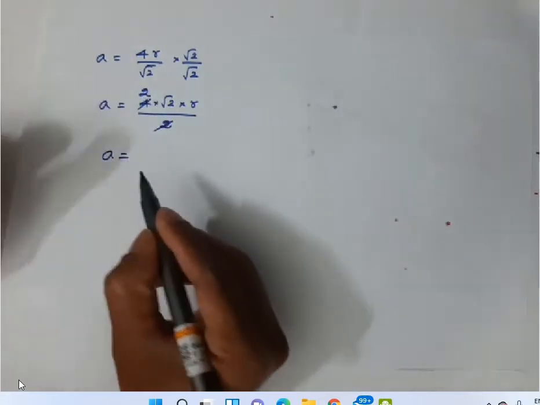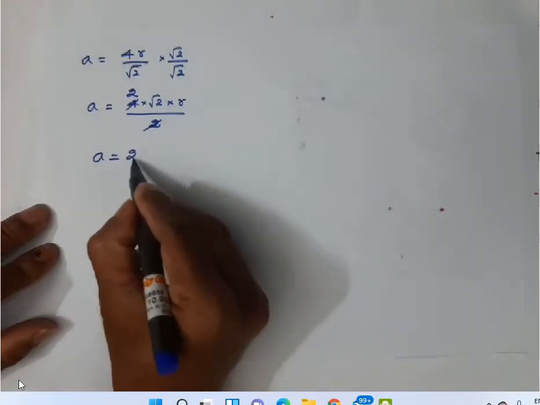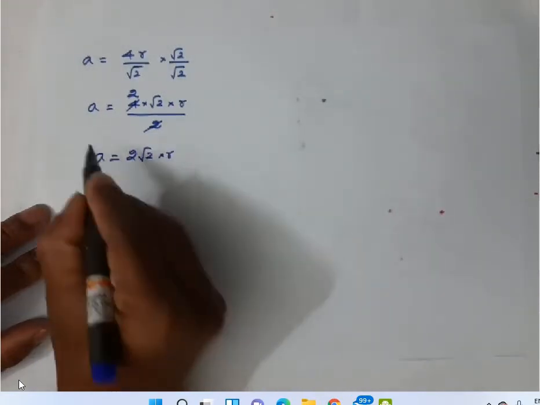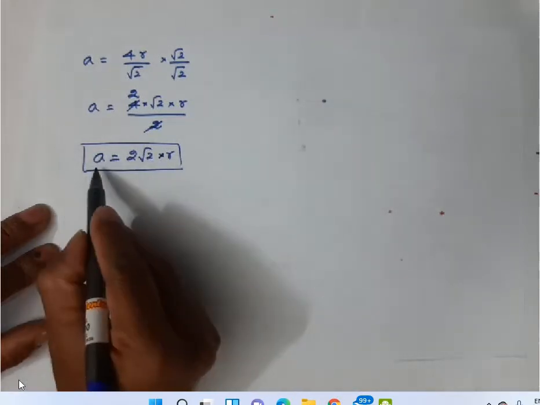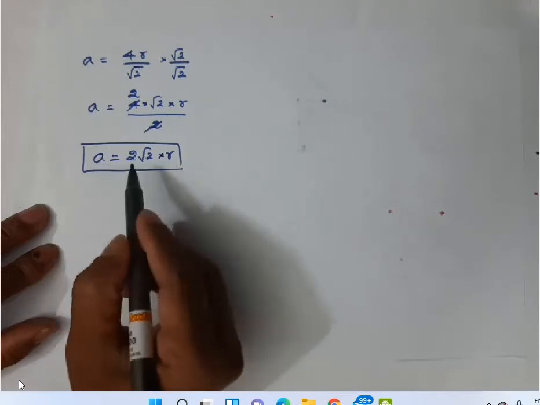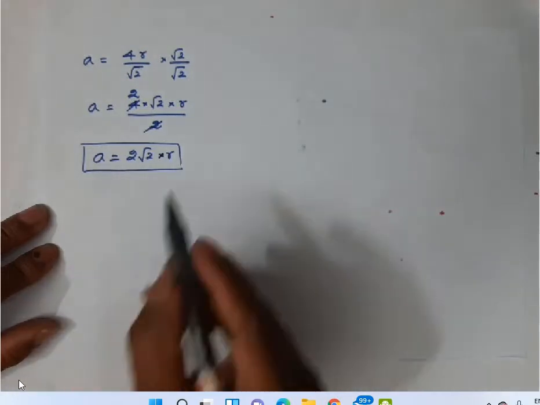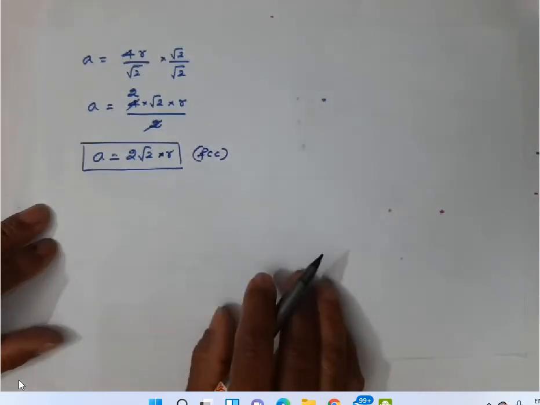So how are a and r related? A is equal to 2 root 2 into r. This is how the edge length and the radius of the atom are related in the FCC unit cell. Okay, this is for the FCC unit cell, face-centered cubic unit cell.